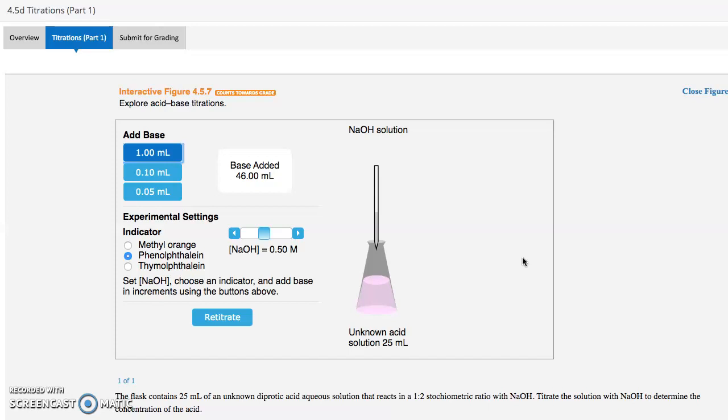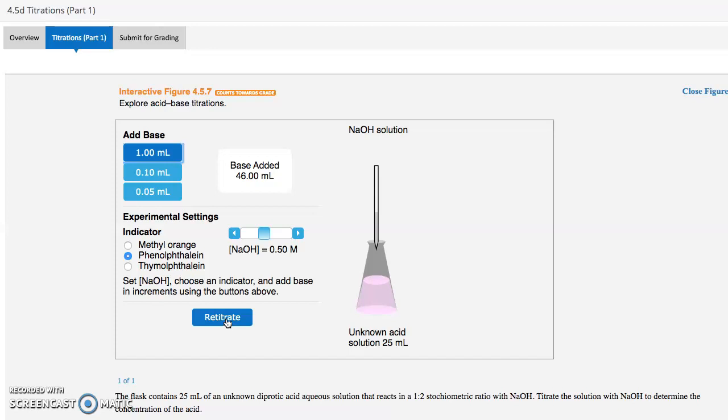I've turned pink, so I've most likely added excess NaOH. And what I really want to achieve is this equivalence point where I have nothing but products. So I'll have the salt and water. So I make note of that because I'm going to redo this titration or retitrate, and I can get closer to the actual number by adding the base in smaller increments.